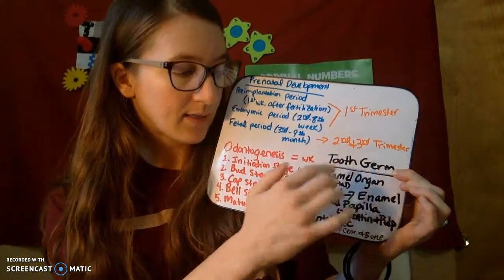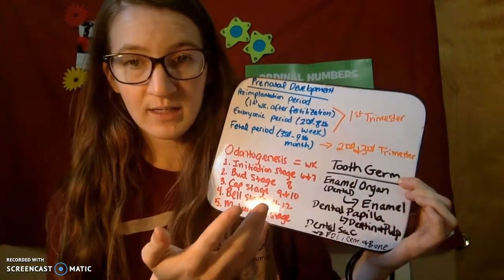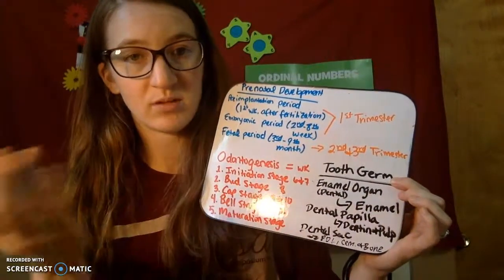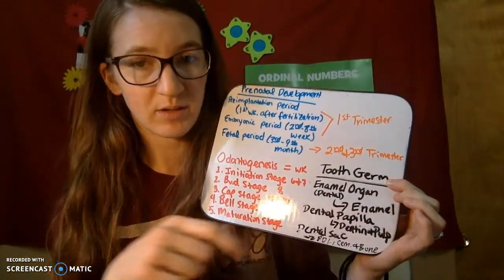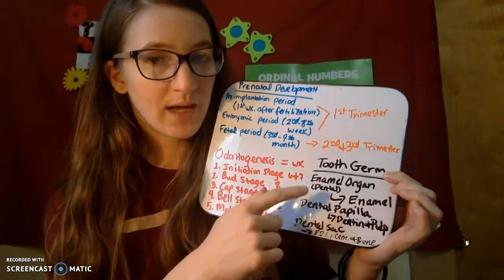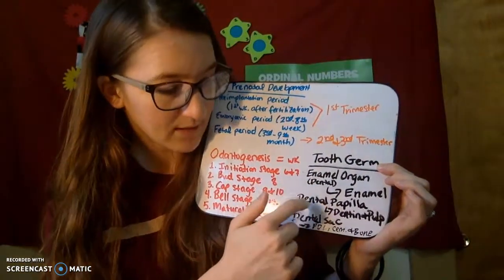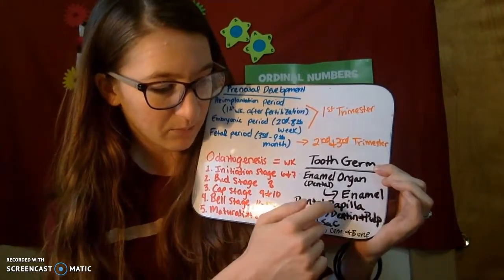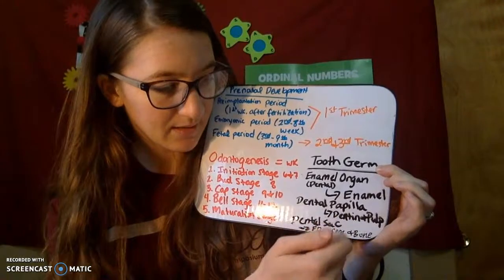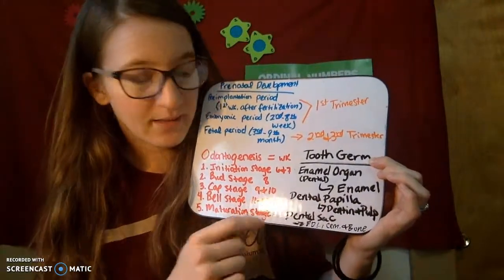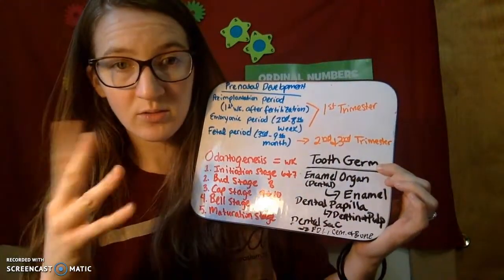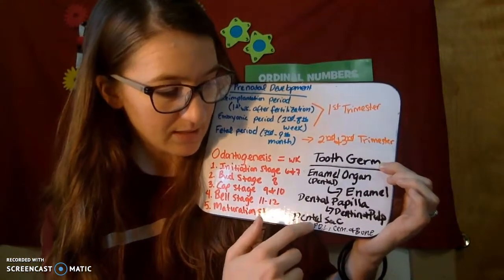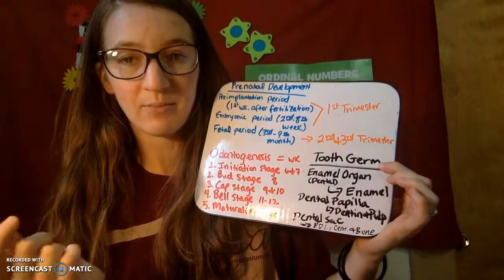So the enamel organ, they'll sometimes call it the dental organ as well, and it is what ends up producing enamel. So that's pretty easy to remember, enamel. We have the dental papilla, which ends up creating the dentin and the pulp. So I just remember dental papilla, DEP, dentin, and pulp. And then the last one, the dental sac or dental follicle, you could see either one of those. It produces the PDL, cementum, and bone.